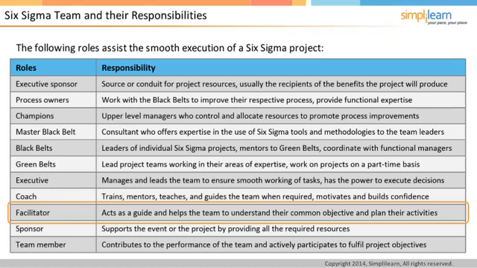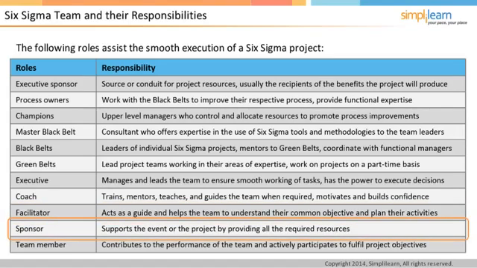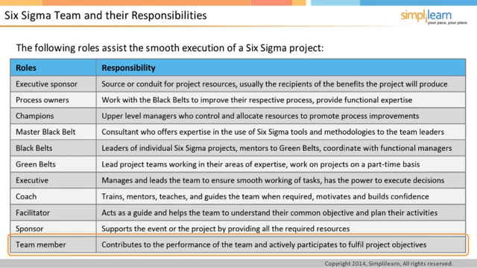A sponsor is a person who supports the event or the project by providing all the required resources. A team member is an individual who belongs to a particular project team. A team member contributes to the performance of the team and actively participates for fulfillment of the project objectives. The progress, achievements, and the details of the project have to be effectively communicated to the team, management, customers, and stakeholders. We will learn about modes of communication in the next screen.